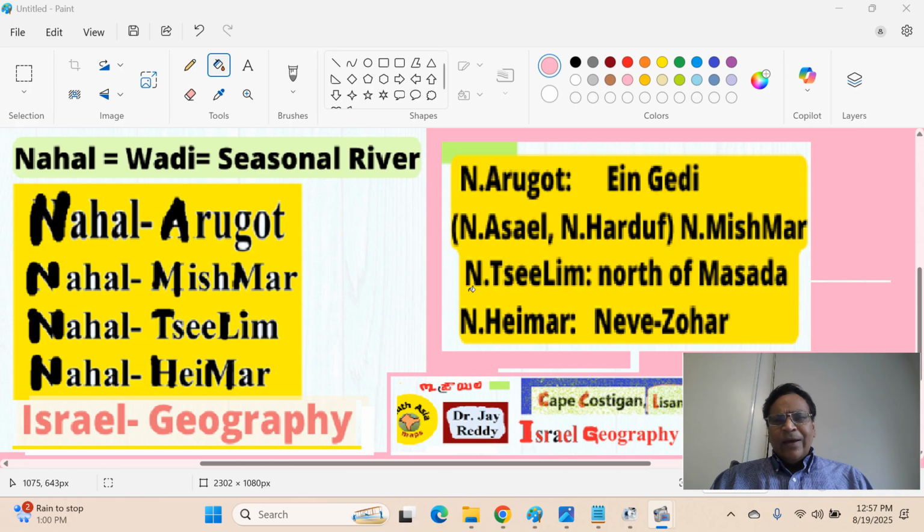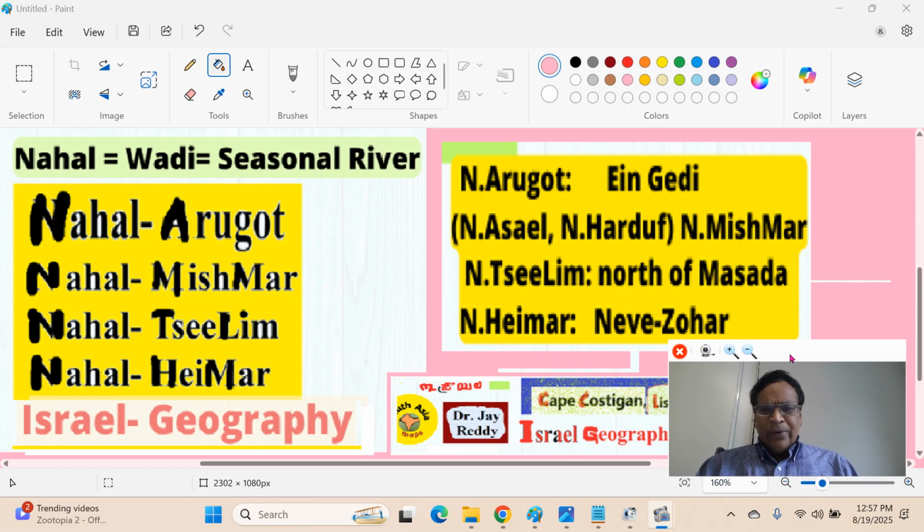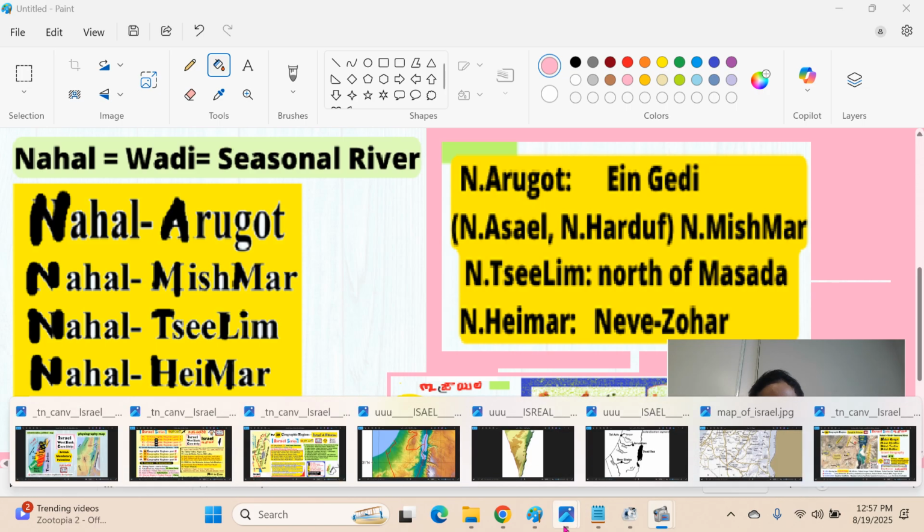Nahal Tseelim is north of a historic fort town called Masada. North of the Zin Valley, there is a Nahal called Heimar that ends in the Rift Valley and eventually in the Dead Sea near a town called Neve Zohar. So I have marked the mouths there. Mouth means where the water body ends into a bigger water body.